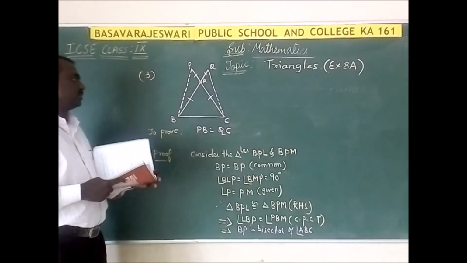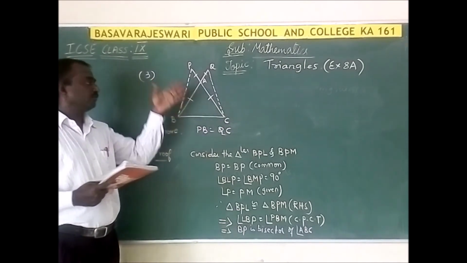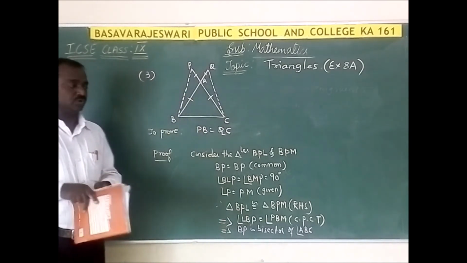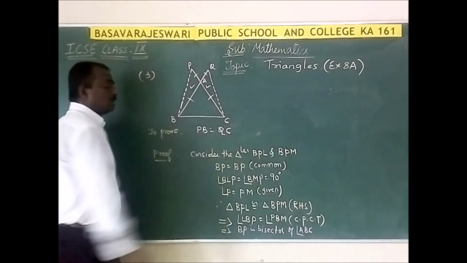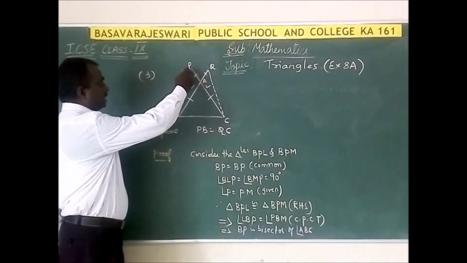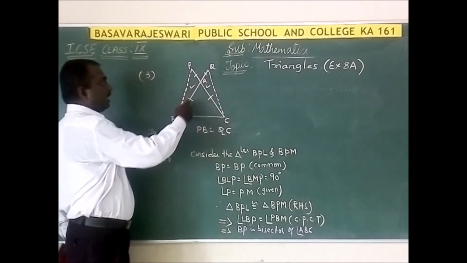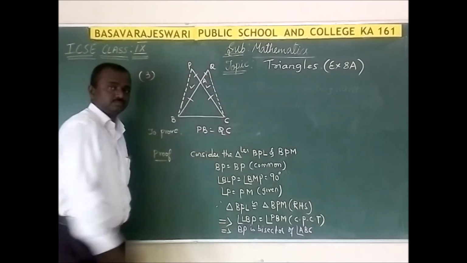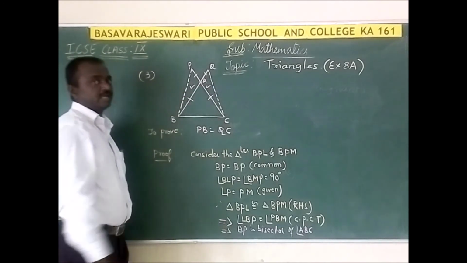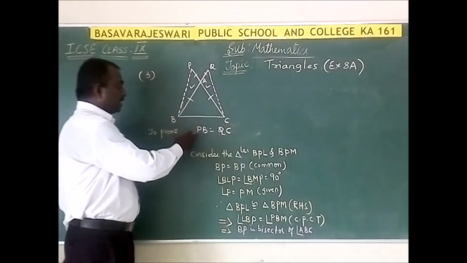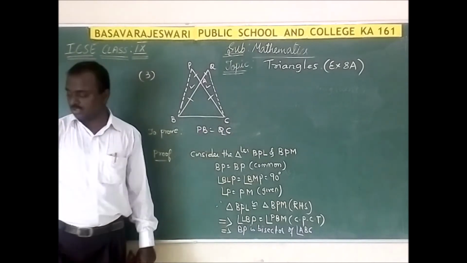So everything what is given, we have marked it in the figure. Now we have to prove PB is equal to QC. In order to prove PB is equal to QC, we have to prove the congruency of these two triangles. What are those two triangles? ABP, ACQ. If you prove the congruency of these two triangles, then only we can prove what is given, PB is equal to QC.